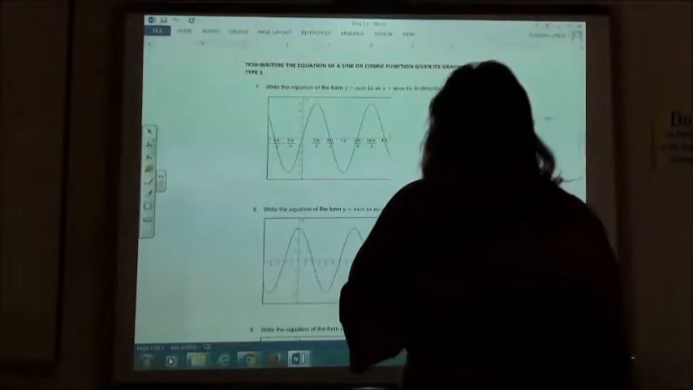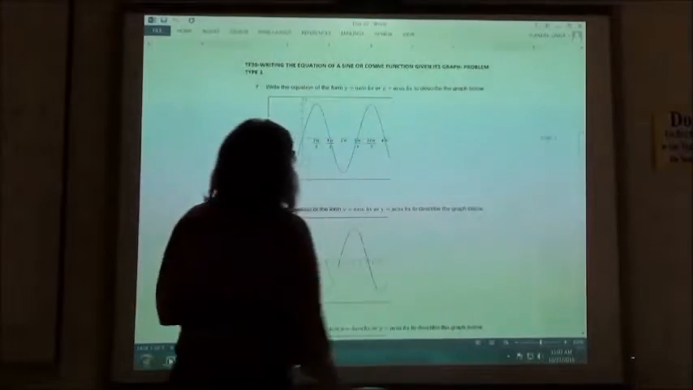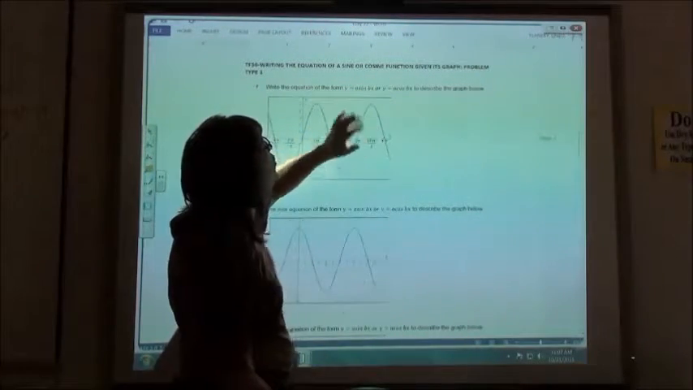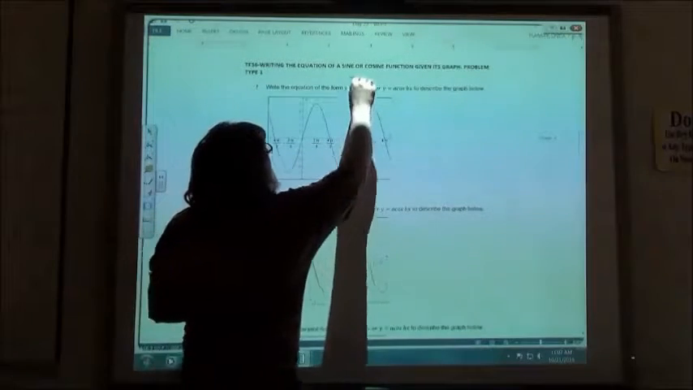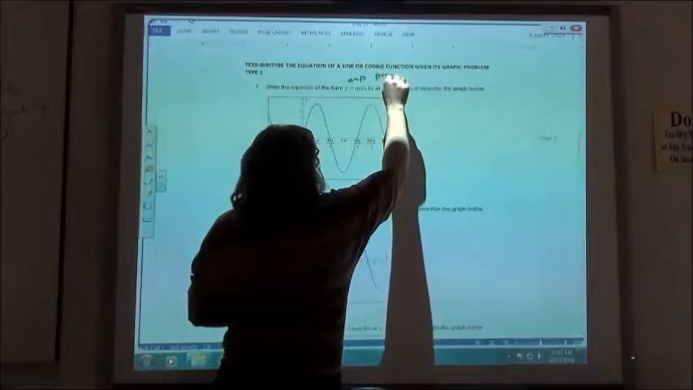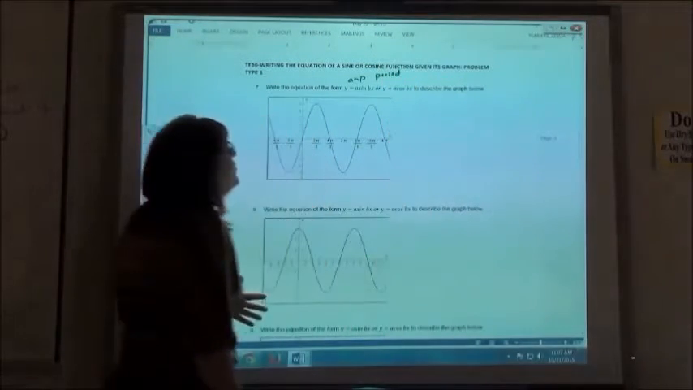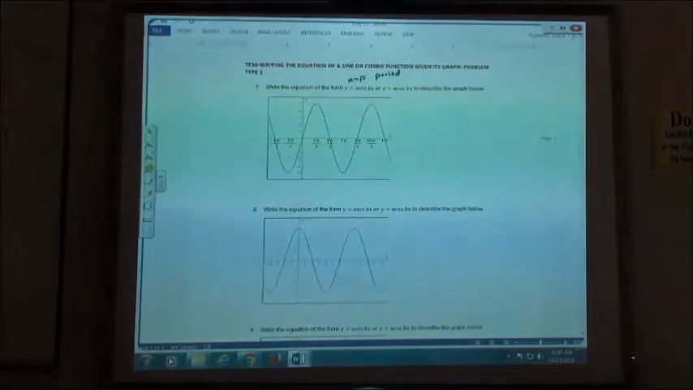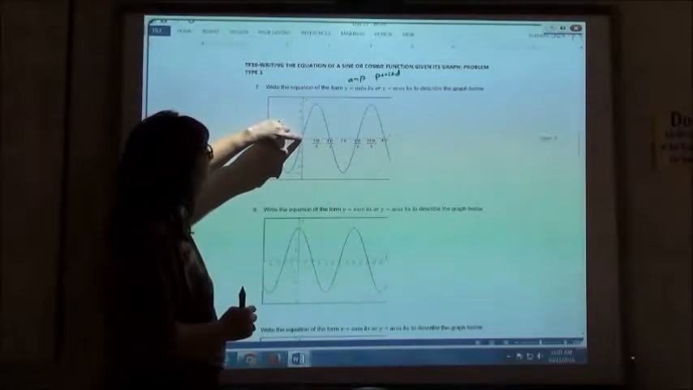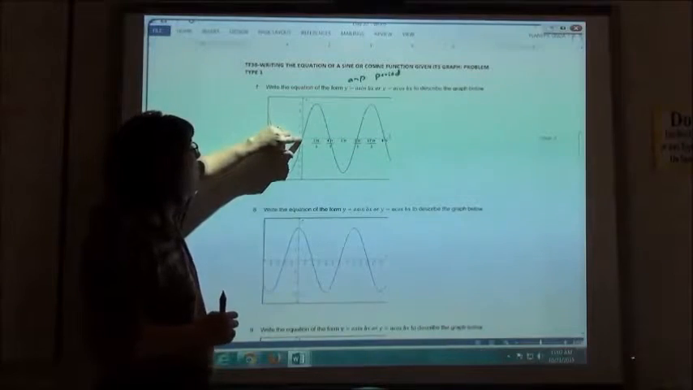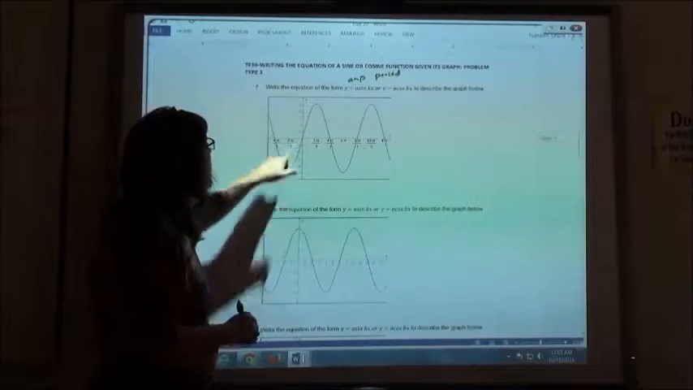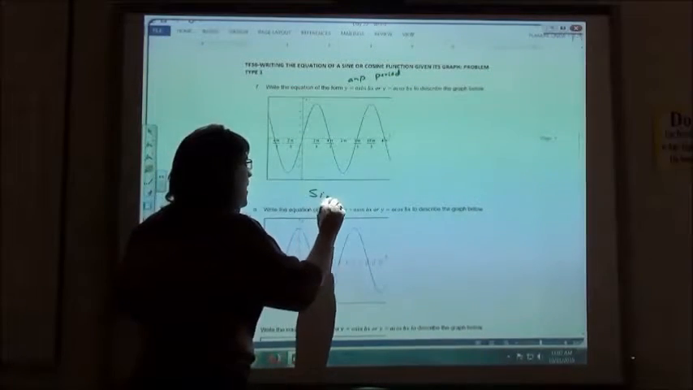Writing the equation of a sine or cosine function given its graph, these ones we're going to write in the form of y equals a sine of bx or a cosine of bx. The a again is your amplitude, your b is your period. So first of all we have to decide if we have a sine curve or a cosine curve. We don't have any phase shifts, so if it starts at (0, 0), that's going to be my sine curve. If it either starts up or down, that's going to be my cosine curve. So I know this one is going to be the sine.